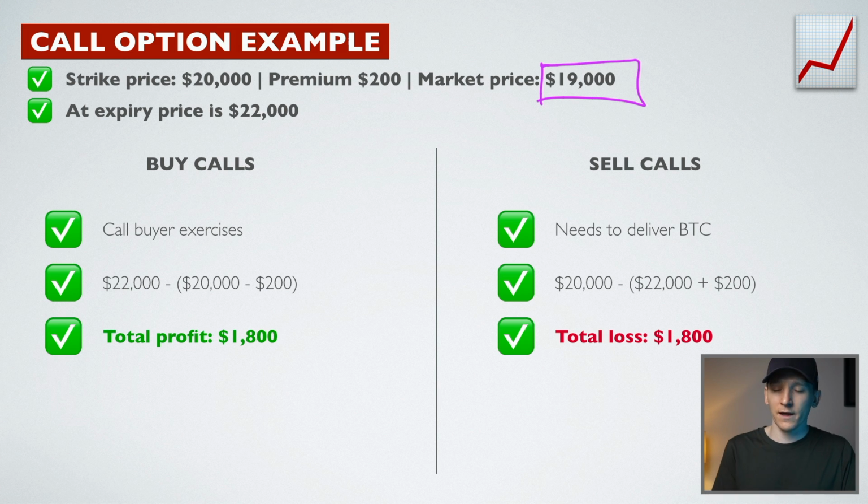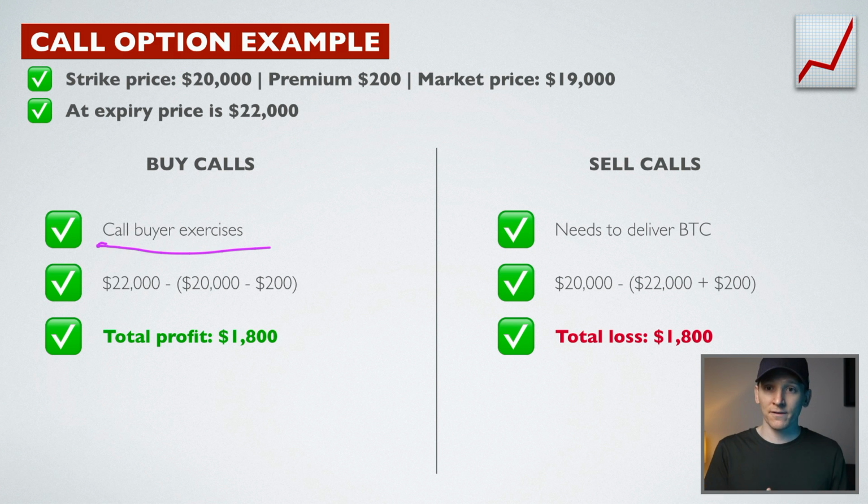So the expiry, let's fast forward like a week, the actual price of Bitcoin is 22,000. So as the buyer of an option, you spent $200 for the right to buy Bitcoin at 20,000 in a week's time, and the price was 22,000. So you're definitely in profit here, right? So let's say you are in profit. Well, you will exercise this. You don't have to exercise an option at all if you own it because it's optional, but you will do because you're in profit from this call option.